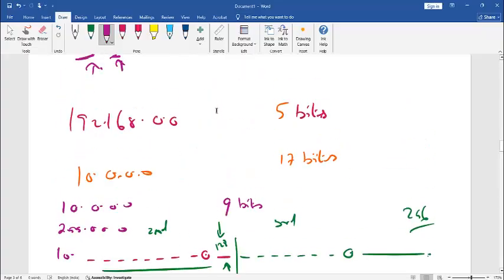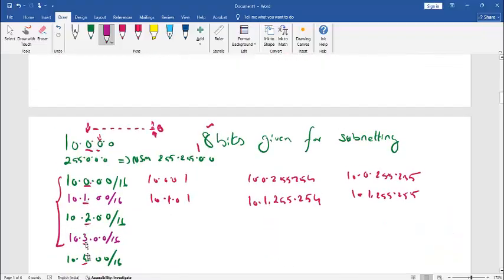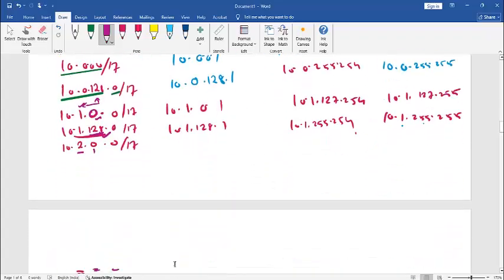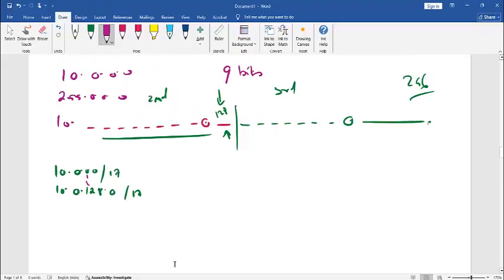In the previous sums, the increment value was 1, so you were adding 1, 1, 1, 1, 1. But now in this problem, what is the increment value? 128. So if you add 128, it becomes 256. But do we have 256? No. In 8-bit, you don't have 256. So you need to go to the 9th bit.